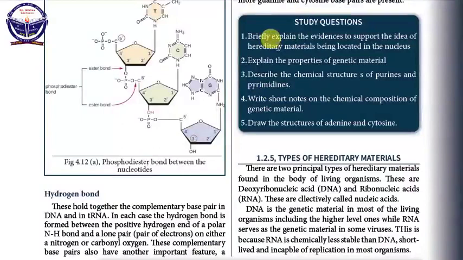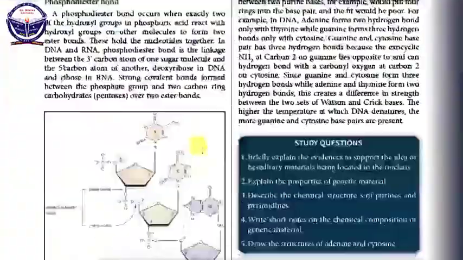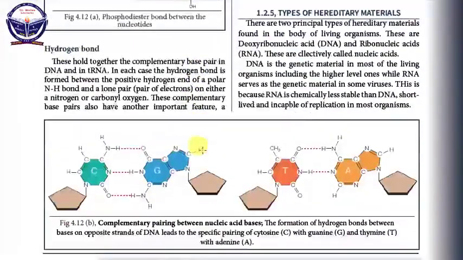Study questions: briefly explain the evidence to support the idea of hereditary material being located in the nucleus. Hizo tulielezea. Explain the properties of genetic material, tulielezea. Describe the chemical structure of purine and pyrimidine, tumeelezea. Write short notes on the chemical composition of genetic material. Ndio hizo short notes. Chemical composition tunasema imekuwa made up of nucleotide, na nucleotide imetengenezwa na vitu vitatu. Tutavielezea vitu vitatu. Draw the structure of adenine and cytosine. Hiyo ni swali ambalo I don't hope kama kwa mtihani unaweza kaulizwa, lakini haya maswali niliyatoa kwenye kitabu cha TAI.